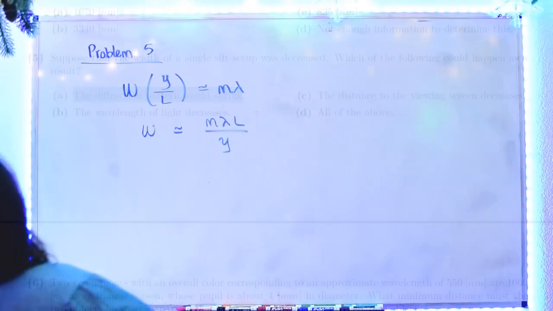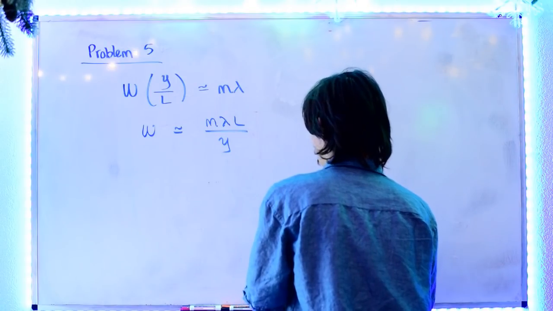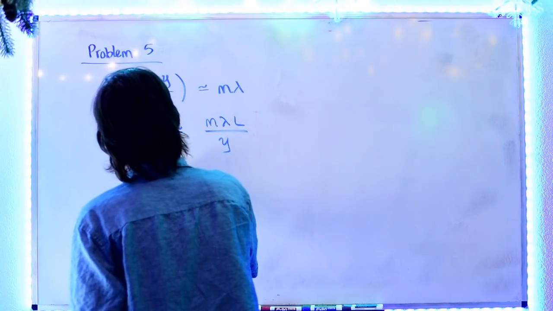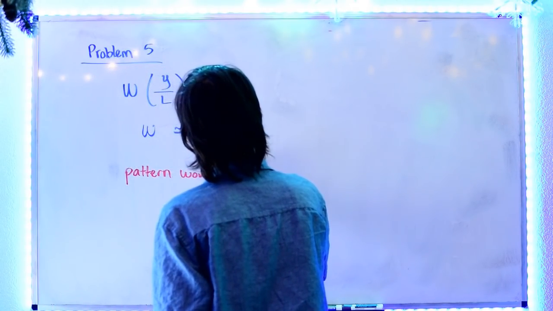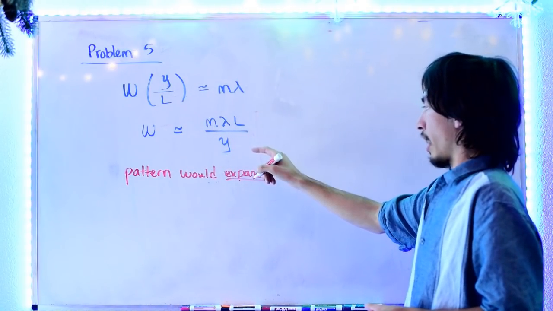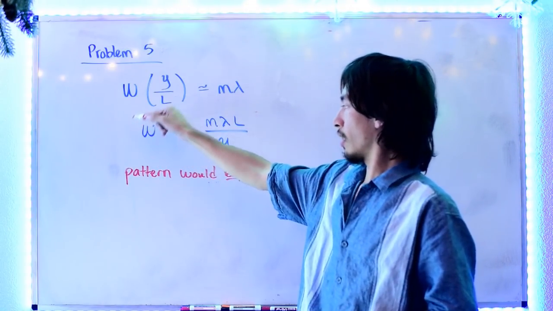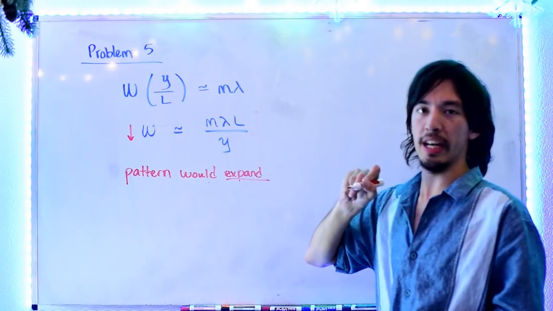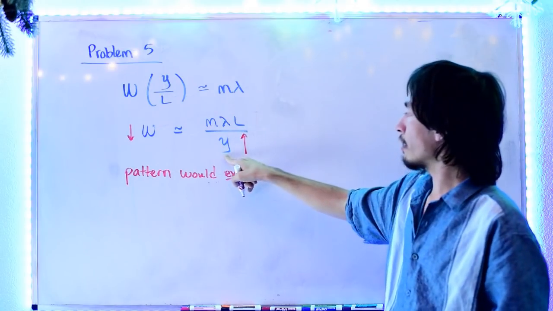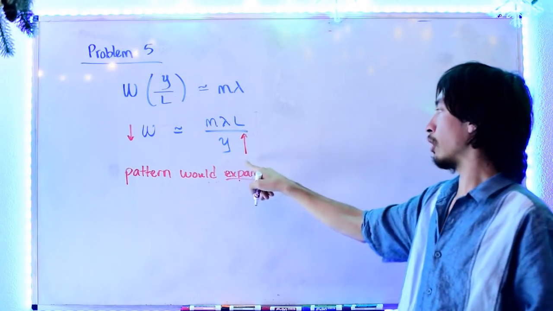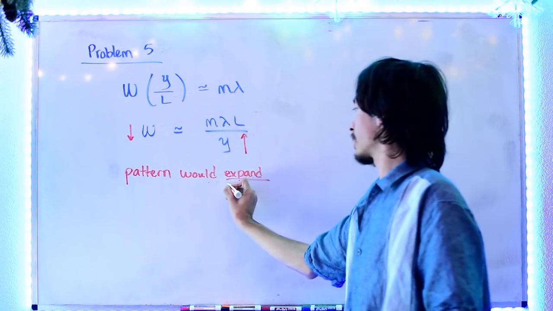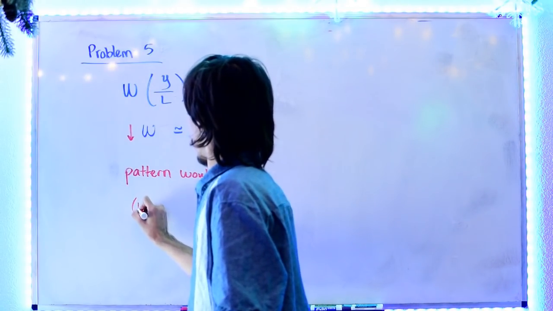So let me write that off to the side here. Pattern would expand. Okay, and this is because you notice that as you decrease the width of the slit down, the only way that's going to work out in this equation is if the y value to any particular spot on your pattern goes up. In other words, it gets further from the center, so it expands away from the center. So it expands, not shrink.